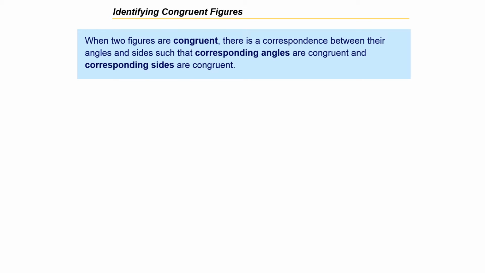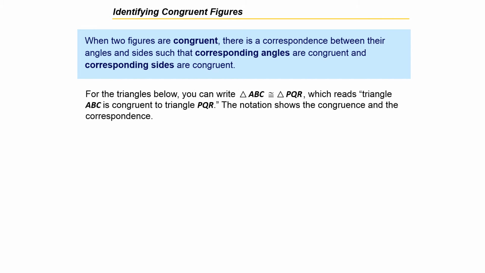Now we're going to identify congruent figures. When two figures are congruent, there is a correspondence between their angles and sides, such that the corresponding angles are congruent and corresponding sides are congruent. So you're going to write down this congruent statement, triangle ABC is congruent to triangle PQR, which remember we referred to before as a congruent statement with line segments and angles. Now we're using triangles. Notice the notation for triangle is a little triangle. Triangle ABC is congruent to triangle PQR.